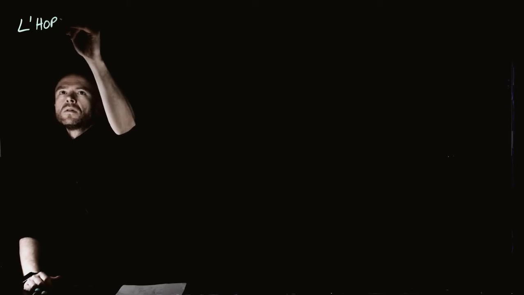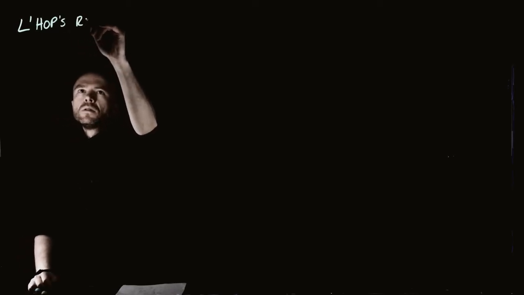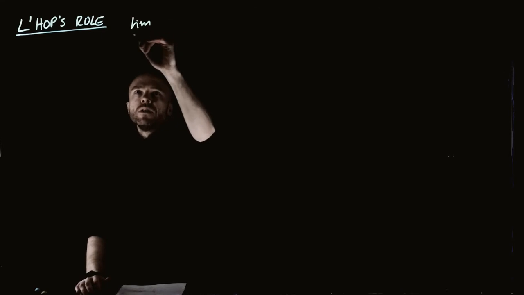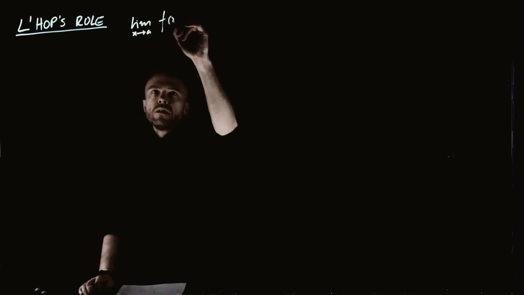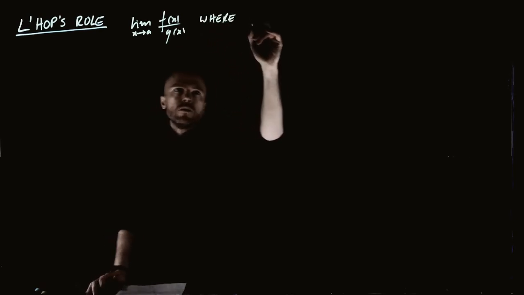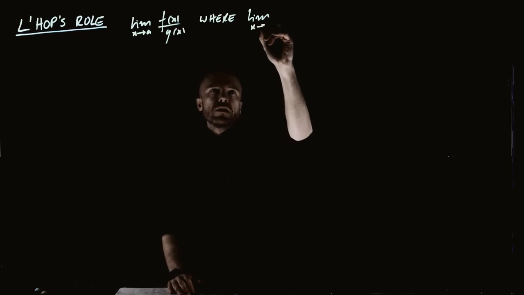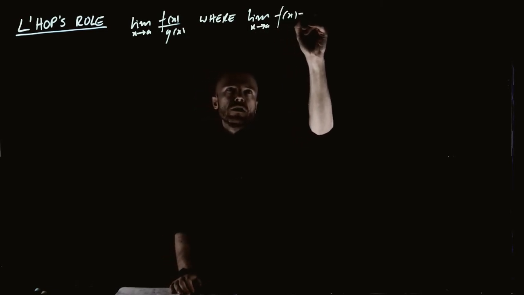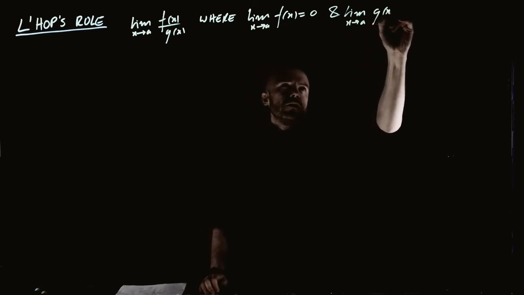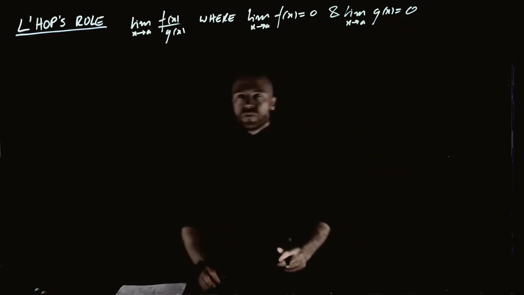So we're going to be talking about L'Hopital's rule, which we're going to abbreviate to L-Hop's rule. Okay, so what is this about? We all sometimes want to find out about this following kind of limit: the limit as x goes to a of f of x over g of x, where the limit as x goes to a of f of x equals 0, and the limit as x goes to a of g of x is equal to 0.